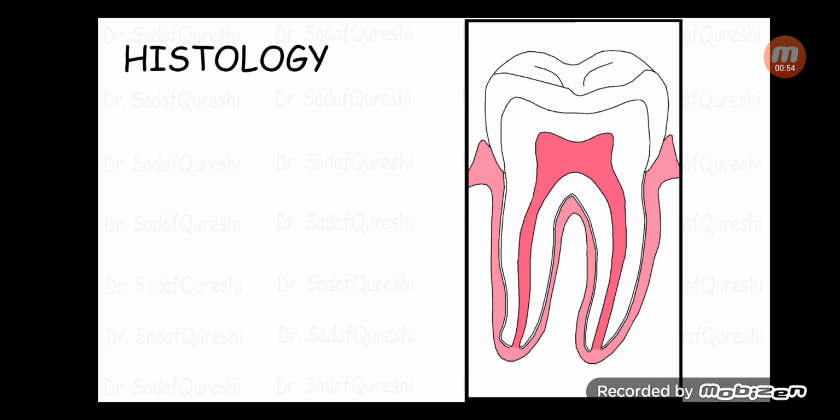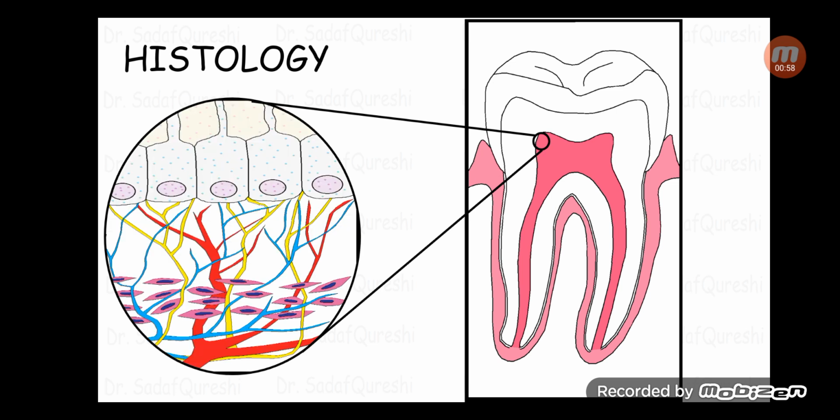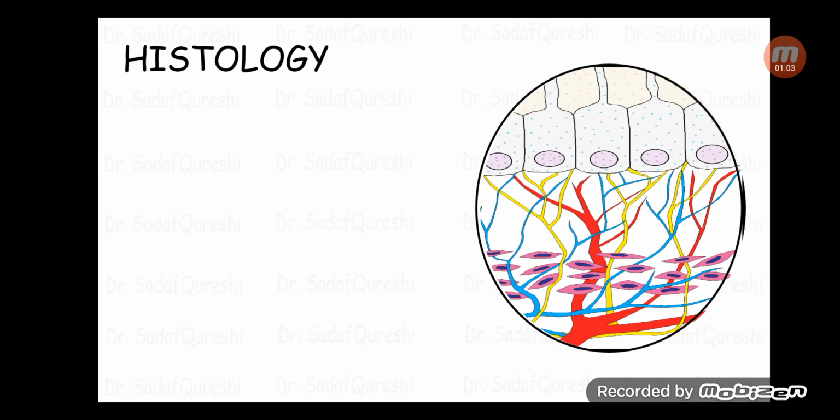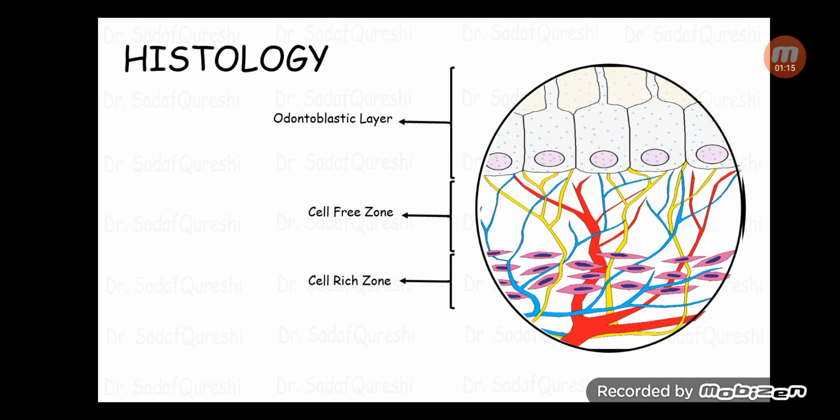To understand the histology of dental pulp, we need to take section of dental pulp and enlarge it. By enlarging it, we get this kind of structure. Here we can appreciate different layers or different zones in this area. The first layer we can see is odontoblastic layer. The second layer we see is cell-free zone, and third layer we see is cell-rich zone, and these three zones, odontoblastic layer, cell-free zone and cell-rich zone, combined are called as odontogenic zone because there is a process going on that is called as odontogenesis.